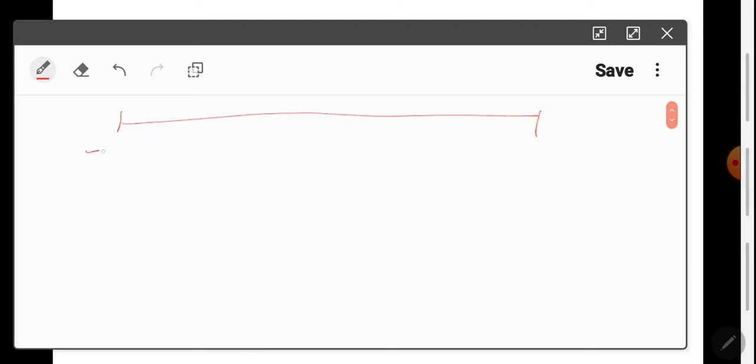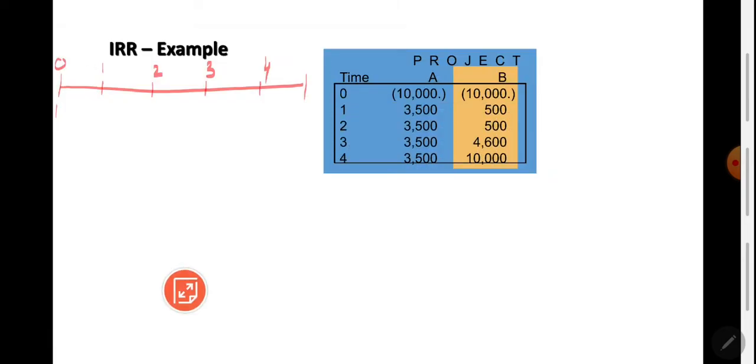Okay, so we have 10,000 over here. Then at year 1 we have 500. Then year 2 500. Year 3 4,600. And in year 4 we have 10,000. So let me just check that I got all of this right. Yep.